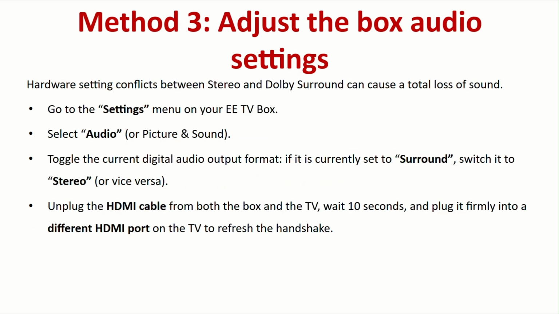Method 3. Adjust the box audio settings. Go to the settings menu on your EE TV box. From there, select audio or picture and sound and toggle the current digital audio output format. If it is currently set to surround, switch it to stereo or vice versa. Then unplug the HDMI cable from both the box and the TV, wait for 10 seconds and then plug it firmly into a different HDMI port on the TV to refresh the handshake.